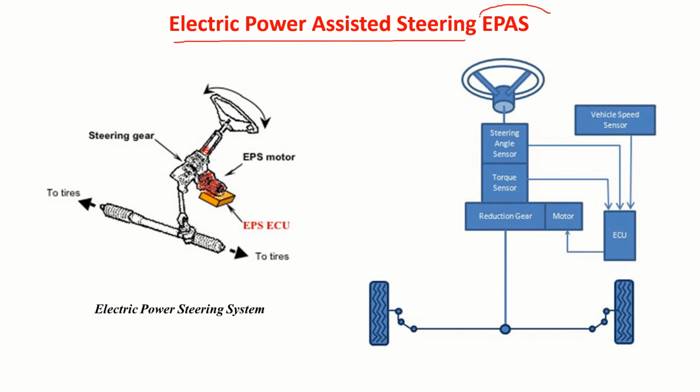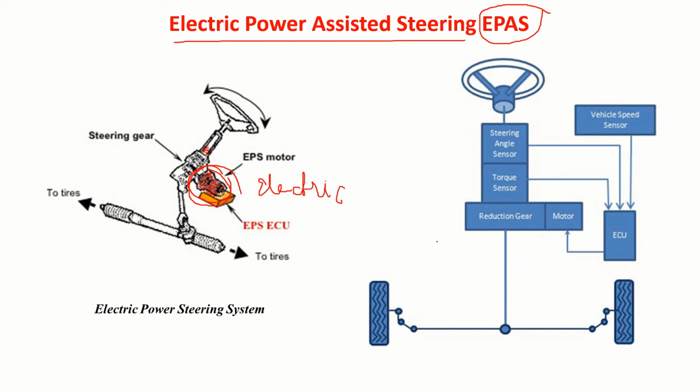They call it the EPAS system. You can see over here, you have the steering wheel, you have steering gears, and there we have a motor to drive this. Then there is a pinion, which will drive the rack. So we are using an electric motor, and that's why it is called electric power assisted.